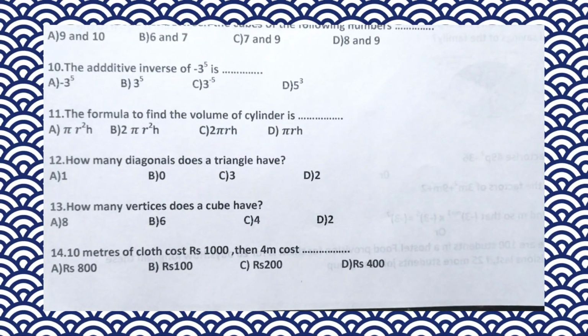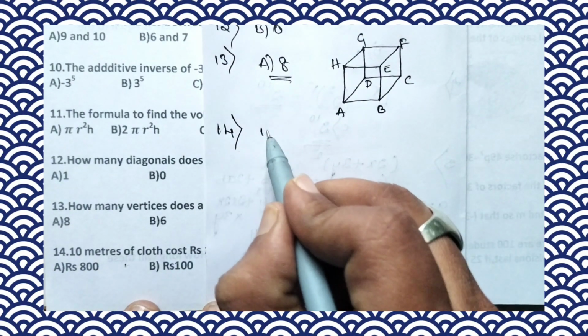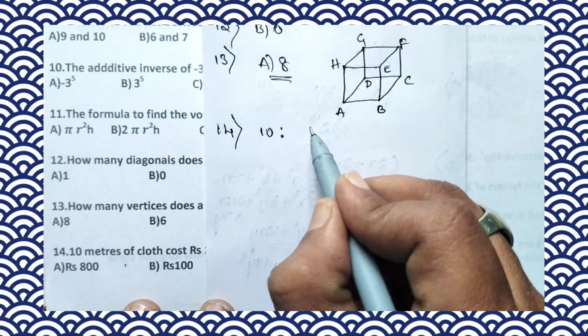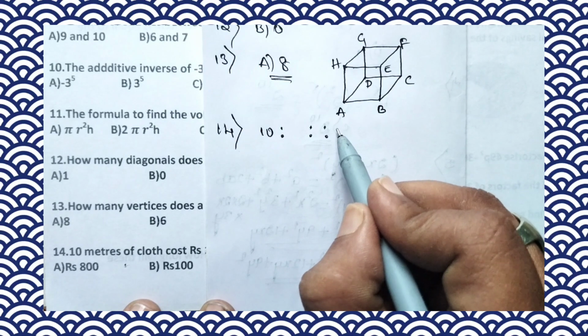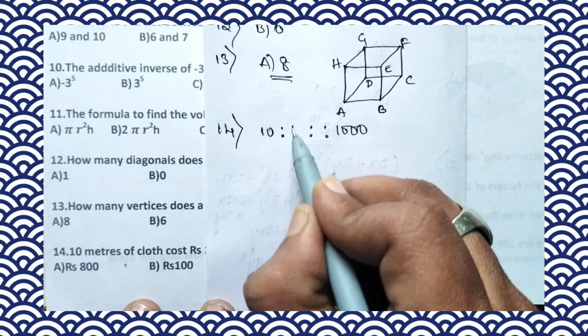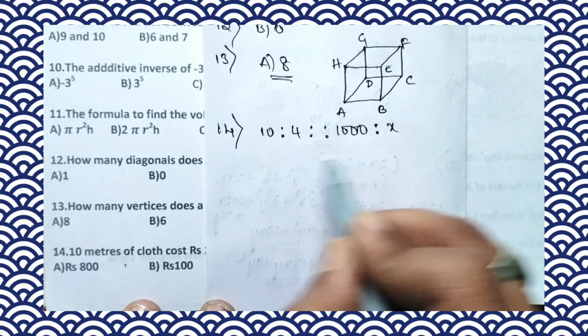So now let us move to the 14th question. 10 meter of cloth costs rupees 1000, then 4 meter costs. If 10 meters cost 1000 rupees, then 4 meters cost? As the cloth length decreases, cost also decreases. So it is direct proportion. So now let us answer this question. 10 meter of cloth will cost 1000 rupees. Therefore 4 meter of cloth will cost x rupees.